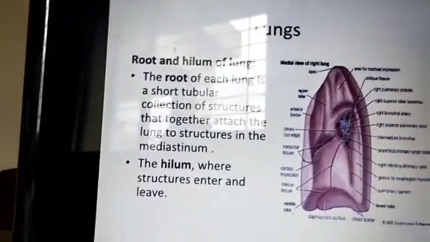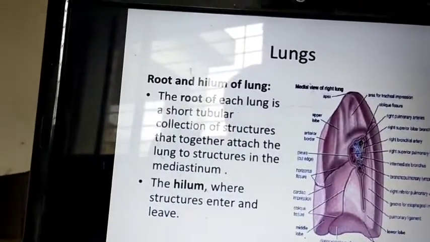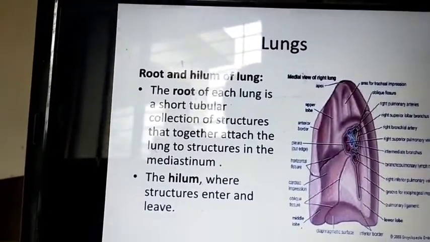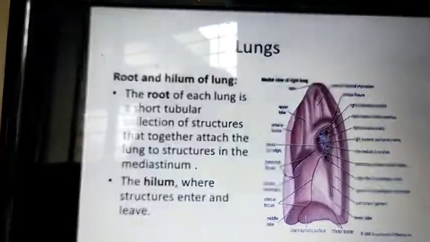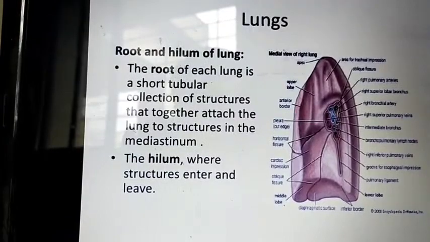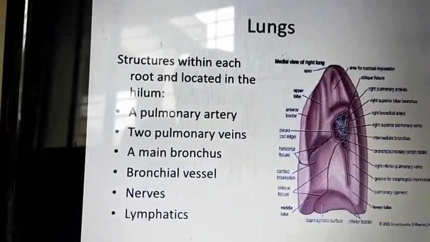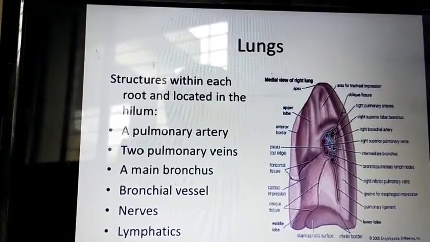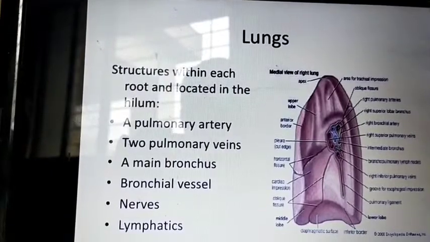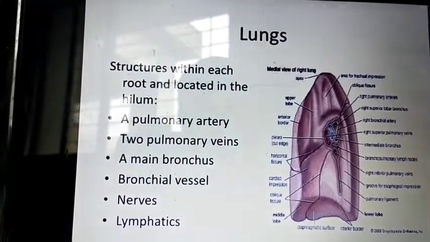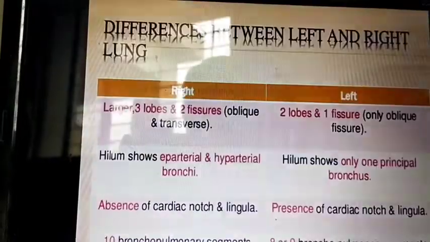Root and hilum of the lung. The root of each lung is a short tubular collection of structures that together attach the lungs to the structures in the mediastinum. The hilum is where the structures enter and leave. The structures within each root, located in the hilum on both sides, are the bronchus, bronchial vessels, pulmonary artery, pulmonary vein, nerves and lymphatics.